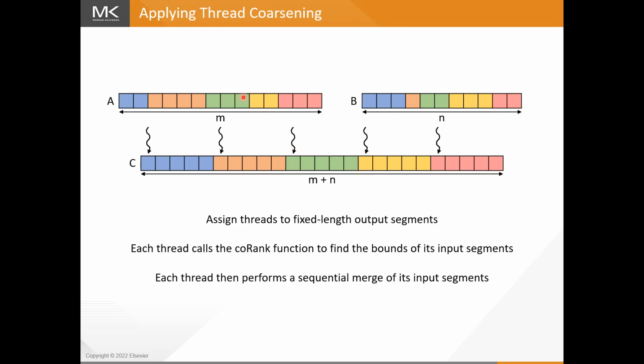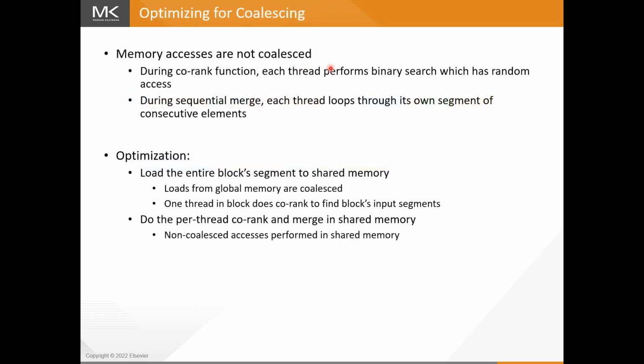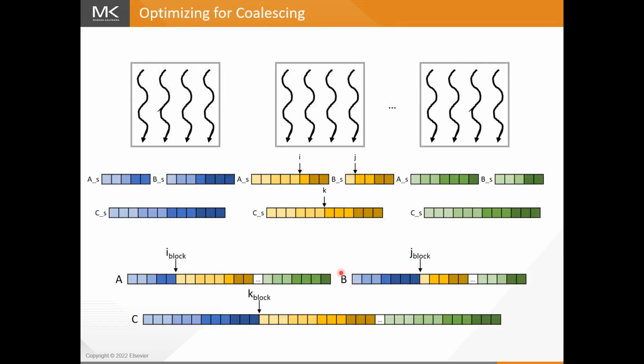To overcome that problem of memory coalescing, we said we could use the shared memory. Instead of having all the threads do their binary searches and their merges inside of the global memory, we can have one thread in the block find the input segments for that block. Then the threads can load those input segments from global memory to shared memory in a coalesced way, and then we can have all the other threads in the block do their binary searches in the shared memory. Then all those threads can do their merges in the shared memory, and then we can write out the final result from the shared memory to the global memory in a coalesced way. So this is what we covered last time.